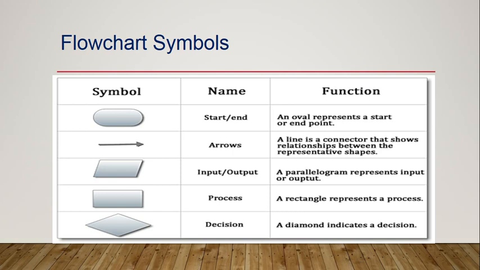The rectangle box is used for processing. It is known as the processing box. It is used for arithmetic and data manipulation operations. Again, the instructions are written inside the symbol. And a diamond box is there. It is a decision box. It is used for any logic or comparison related operations.